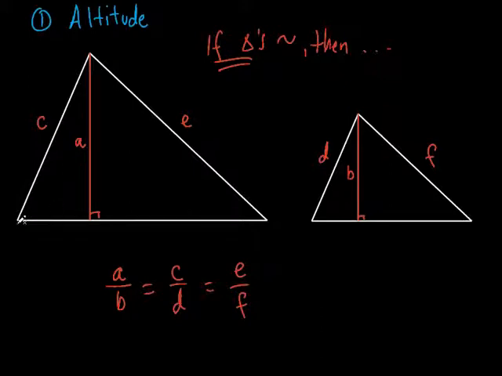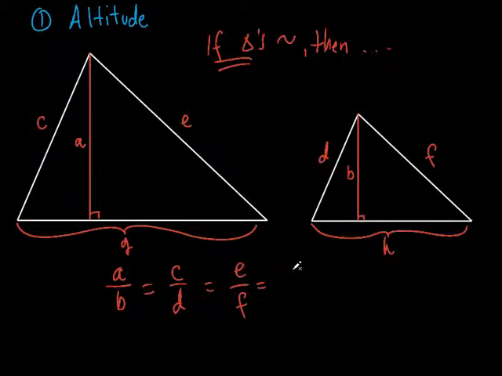You could also, if you wanted to, compare this big side to this little side right here. What do we get? E, F, G, and H. So if you wanted to, you could throw in that as well. You could put G over H. So those are all the different comparisons that I can make.